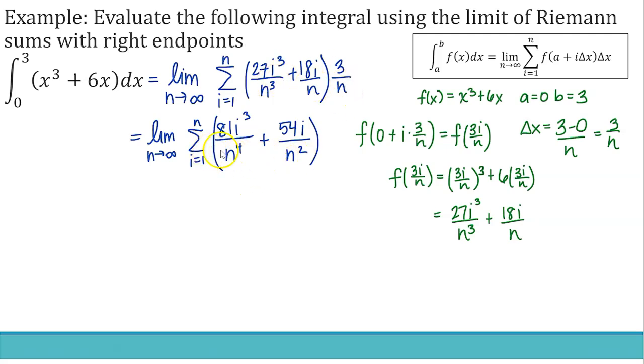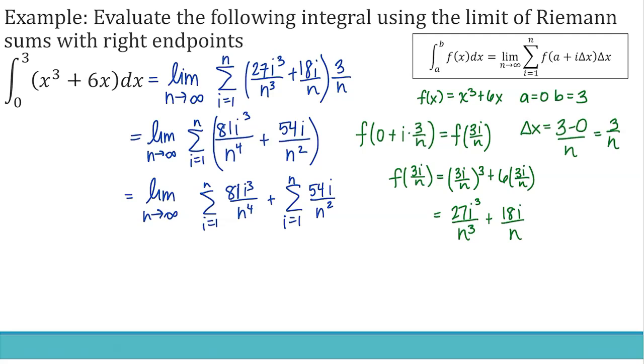And then what I can do is break this up into 2 summations. So this is the limit as n approaches infinity of the sum of i equals 1 to n of 81i cubed over n to the 4th plus the sum of i equals 1 to n of 54i over n squared. All right, so I turned it into 2 summations.